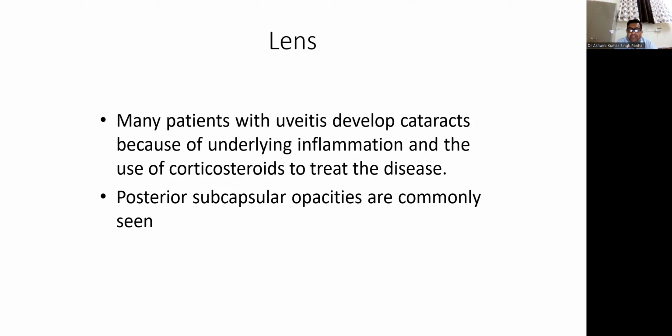And sometimes it can form the cyclitic membrane behind the posterior capsule also. The management of that is different. So many patients with uveitis develop cataract because of the underlying inflammation, and another possible cause is the use of corticosteroids, because corticosteroid is the mainstay of treatment for uveitis. We have to give that to the patient, and when the patient uses it recurrently for a long time, they can develop cataract. As I mentioned, the PSC or posterior subcapsular cataract is one of the common cataracts seen.